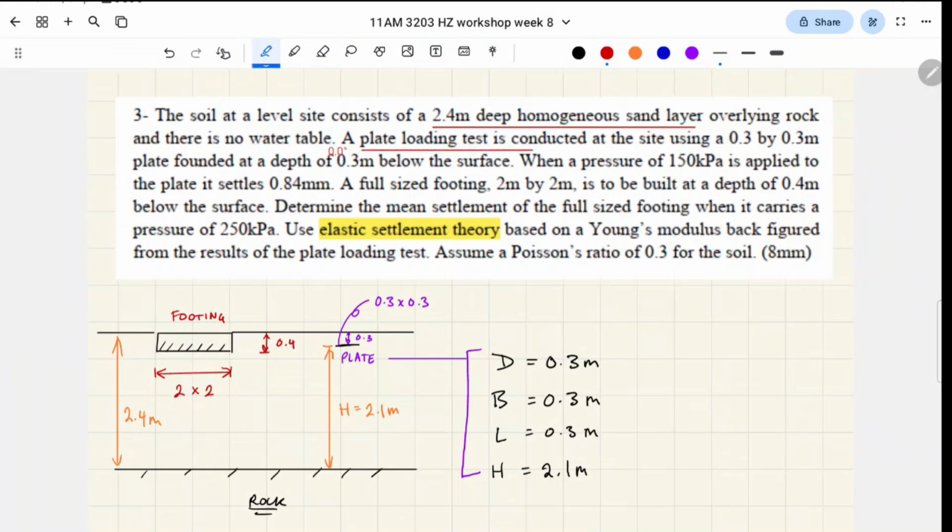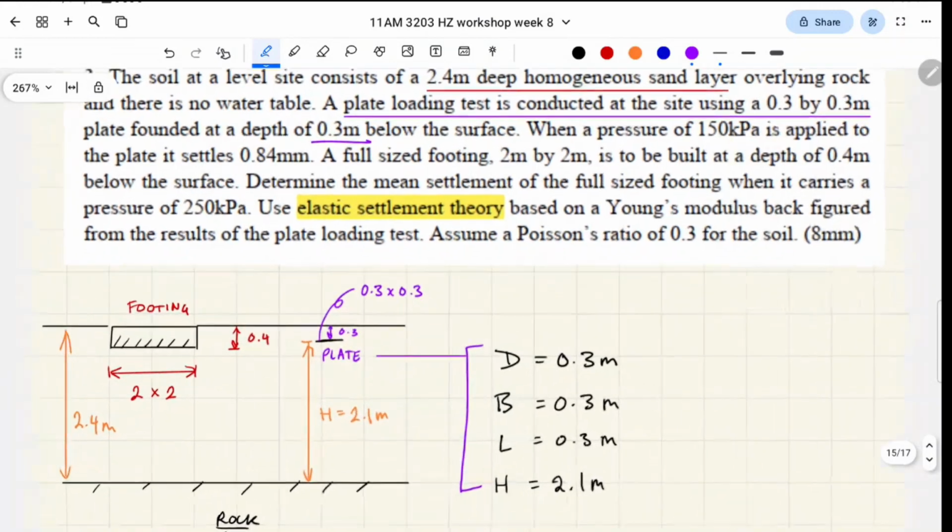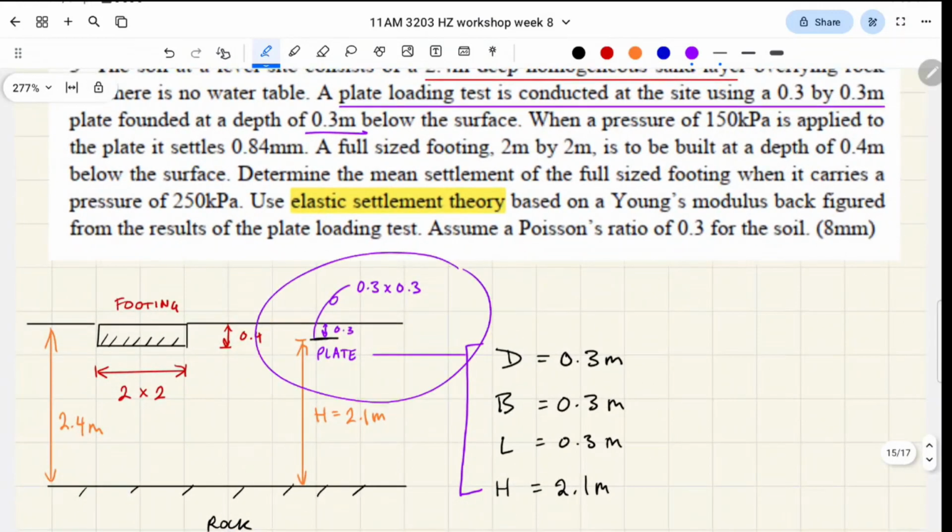A plate loading test is conducted at the site using a 0.3 by 0.3 meter plate, okay? A plate isn't structural. A plate is just like a miniature footing that they put there in order to derive material properties for the soil. It's like a very small scale simulated model to understand how the ground works around there, right? It's 0.3 meters below the surface. On the right here, I've drawn what the plate dimensions would look like, right?